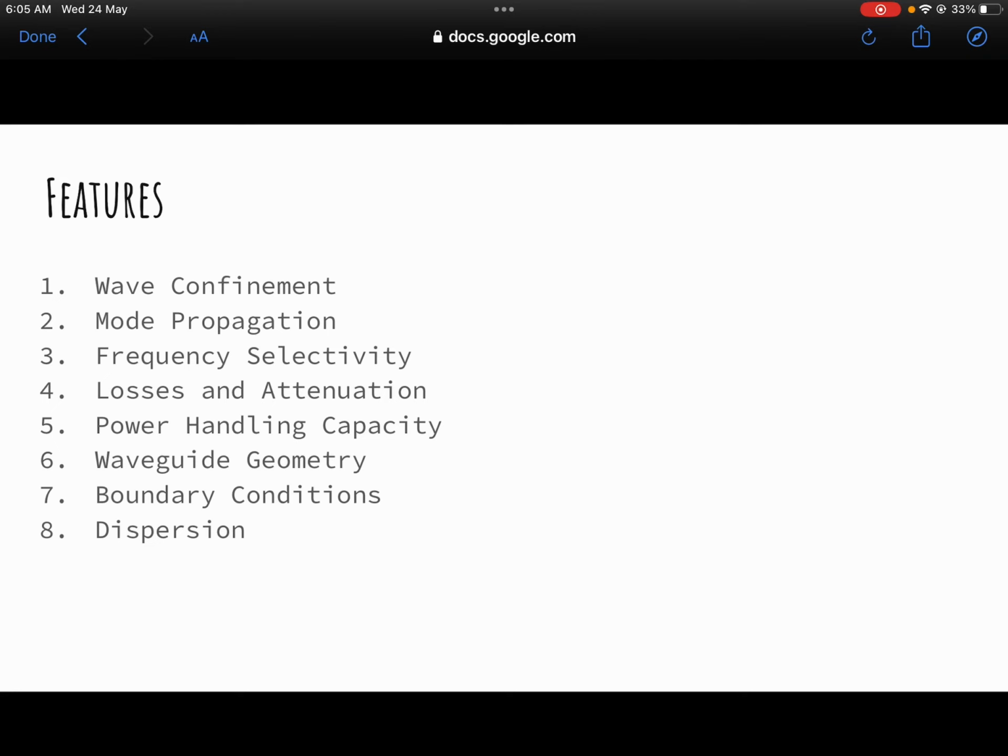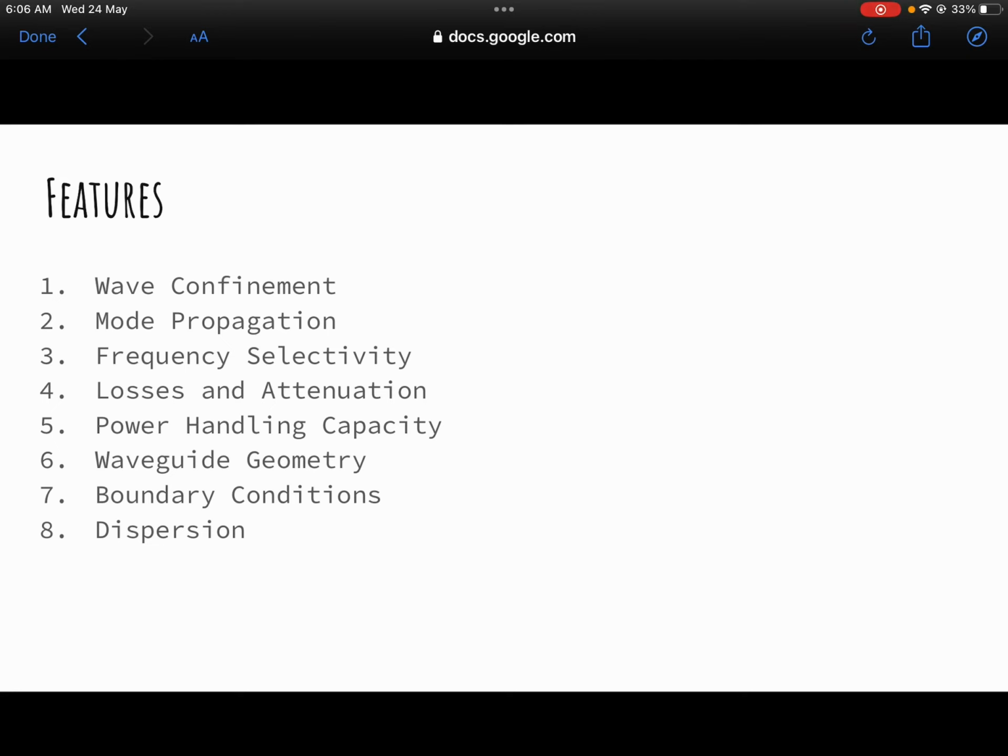Boundary condition. Waveguides have specific boundary conditions at the inner surfaces that dictate how electromagnetic waves interact with the waveguide walls. The boundary condition plays a crucial role in determining the allowed modes and behavior of the waves within the waveguide.